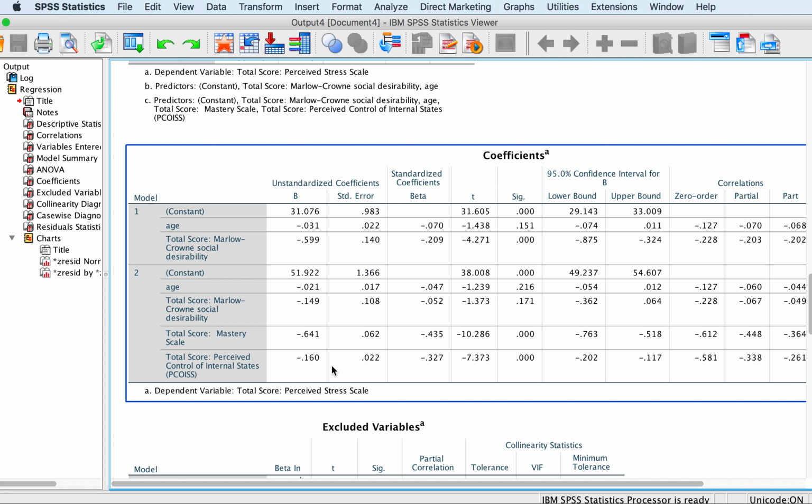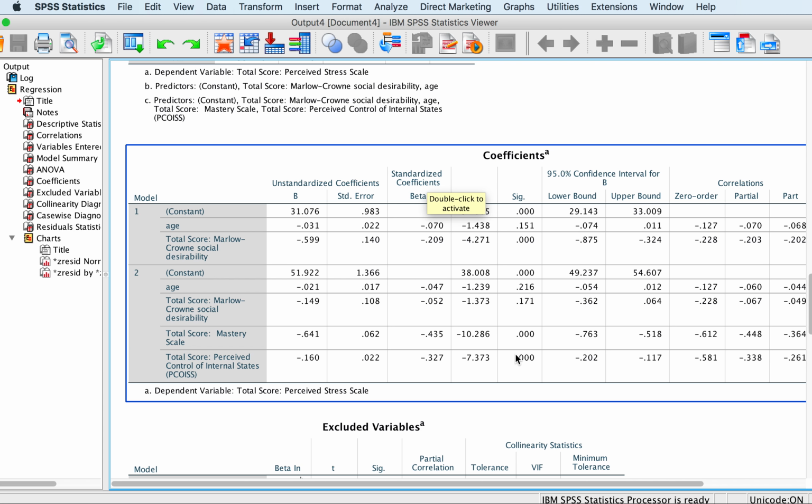We could look at the unstandardized coefficients, but again, they are on different scales and metrics. So we're going to skip that and come over here to the standardized beta coefficients. And we're testing if they are significantly different from 0, right? So that's what the p-value is. Are these values, in fact, statistically significantly different from 0? For age and for Marlowe-Crown, the answer is no, right? That chance or measurement error could account for those standardized beta values. But for the mastery scale and for perceived control of internal states, we do get significant values.